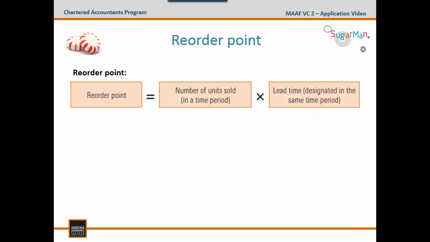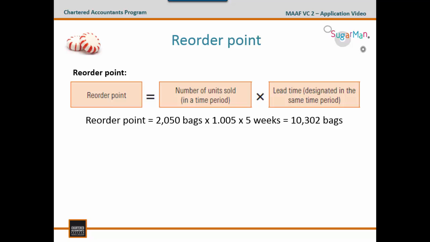Moving on, one of the assumptions underlying the EOQ calculation is that the same quantity is reordered at the reorder point. The reorder point is where, given the level of inventory on hand, an order should be placed to replenish the stock. The formula for calculating the reorder point is shown. In this example, we would take the 2,050 bags sold in a week, adjust for the wastage factor, and multiply by the 5 weeks lead time. So for the peppermint boiled lollies, the point at which a new order for 96 cartons would be made is when the stock level reaches 10,302 bags.